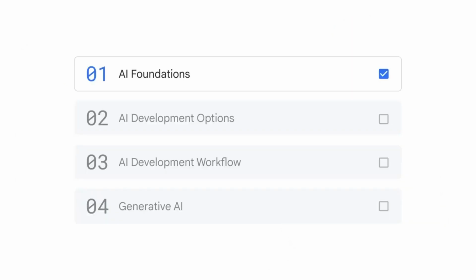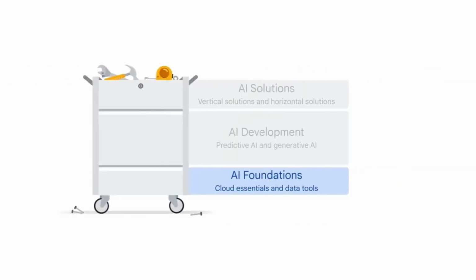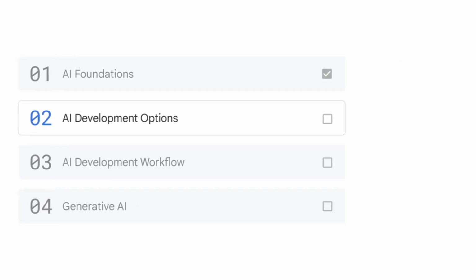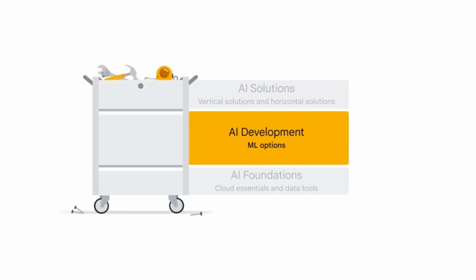In the first section of this course, you learned about AI foundations, specifically on cloud essentials like compute, storage, and networking. You also explored data tools like BigQuery, which helps you start the journey from data to AI. Now you'll explore how to develop an AI project on Google Cloud, specifically the options available to build a machine learning or ML model.